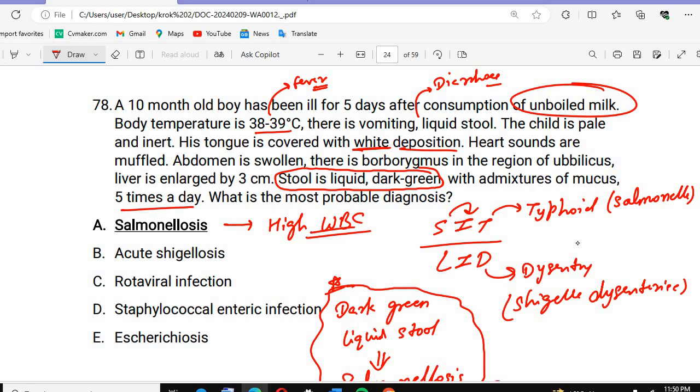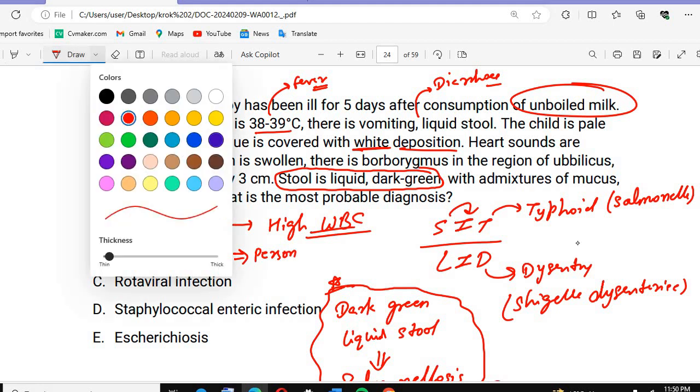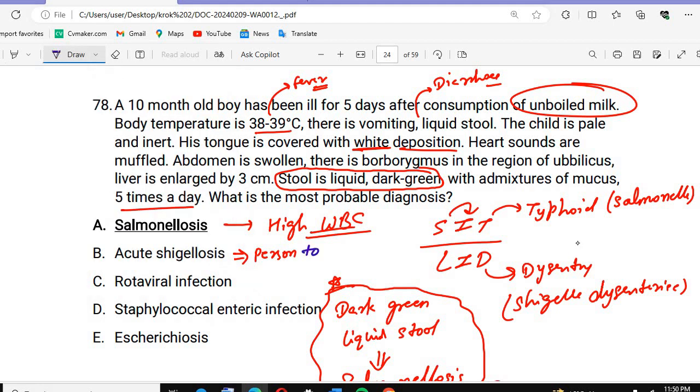How do you differentiate it from shigellosis? Shigellosis is mainly transmitted through person-to-person contact. Along with that, it is transmitted through fresh fruit and vegetables.